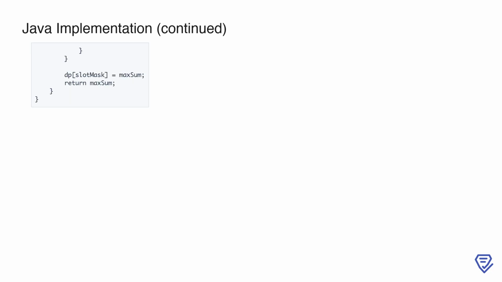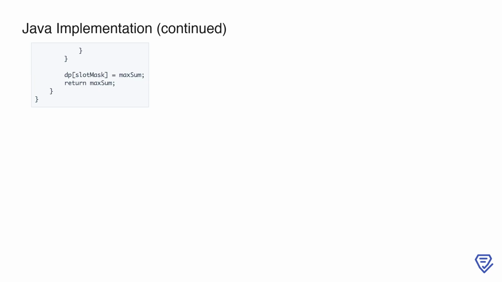Within the helper function, we first check if the index i is equal to the length of the nums array. If true, it means all numbers have been assigned to slots, so we return 0 as the base case. Next, we check if the current state, represented by slot_mask, has already been computed in the dp array. If it has, we return the pre-computed value. The max_sum variable is then initialized to 0, representing the maximum AND sum for the current state.